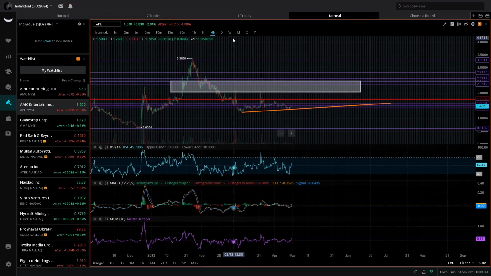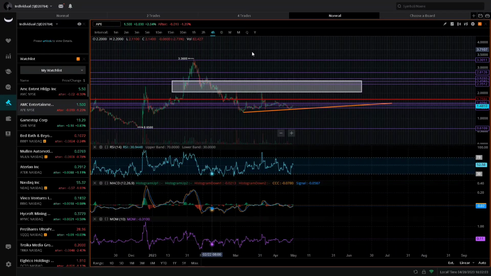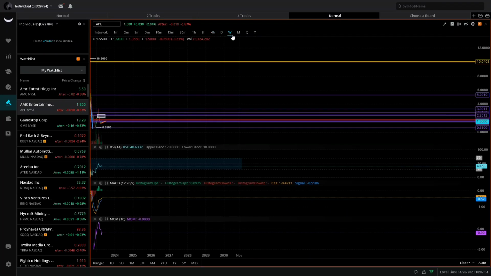Now, as far as how high APE can go, first price point I'd be looking at is this $3 price point. Next one is $5, and next is $10. If APE can get above $10, there is no telling how high this thing could go because there is no price action above there. But we do have resistance at $5 and $10, and I do think that APE will be coming up to test those resistances.